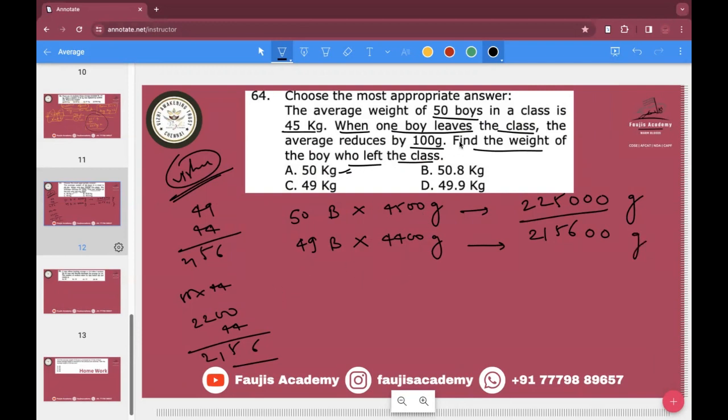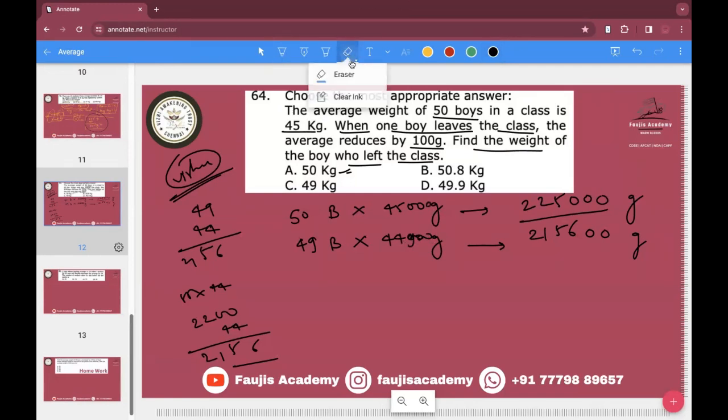One of the boys leaves the class, the average reduces by 100. Average reduced by 100, that means it became 4400 grams. No, 100 grams it says. Okay, so 45 kg has become 44,900. Right? Guys, it's getting complicated.